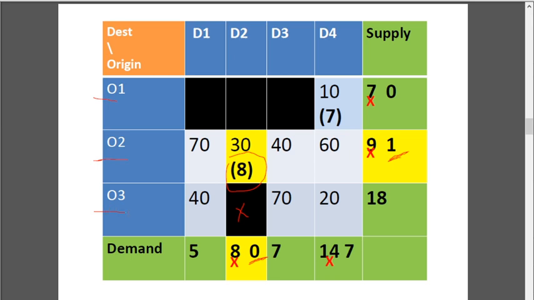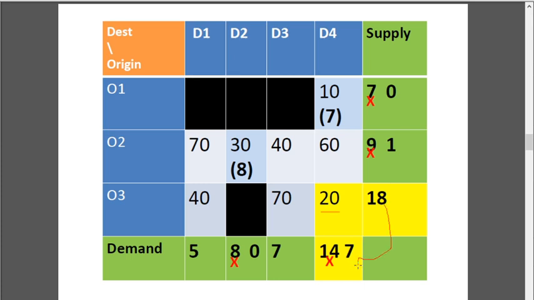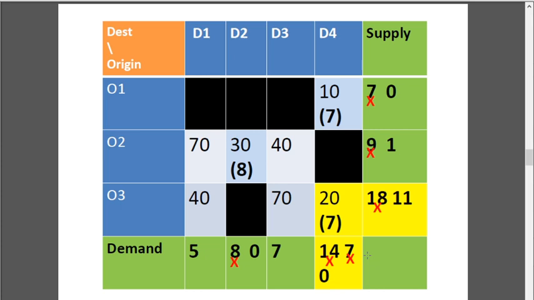Next, go to the next row, that is O3. In O3, out of 40, 70 and 20, the least cost is 20. The supply available is 18. The demand required is 7. So out of 18, I can give 7 units here. So allocate 7 units. So 18 minus 7, the remaining supply will be 11 and the demand becomes 0. Since the demand becomes 0, you can delete the remaining cells if any are remaining in that column. Now I have processed row 1, row 2 and row 3.